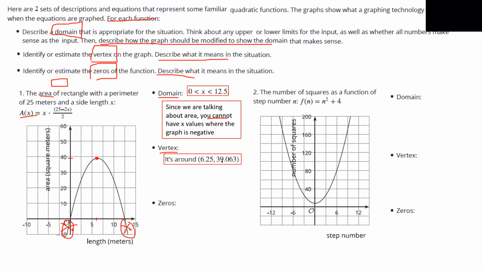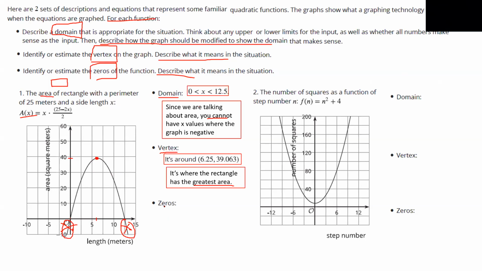Now, what does a vertex mean in this situation? The vertex is where the rectangle will have the greatest area. Since that is the highest point of your parabola, that means that the side length would be 6.5, and if the side length is 6.5, then your area would have its highest area, which is at 39.063.